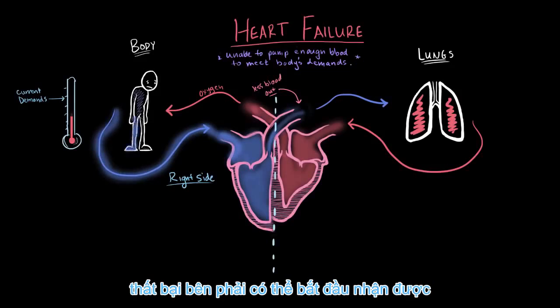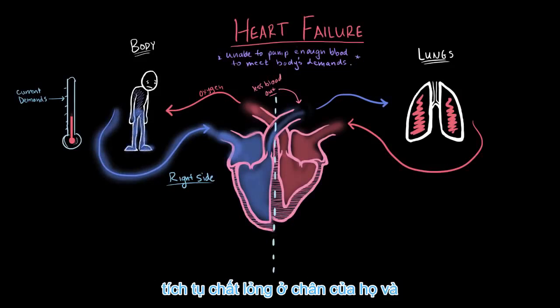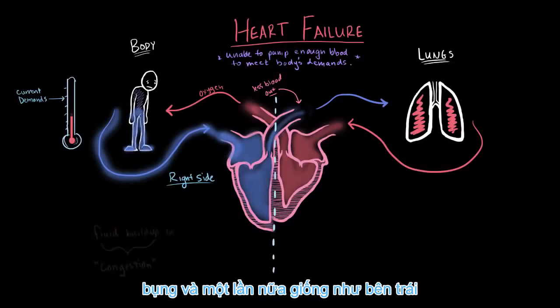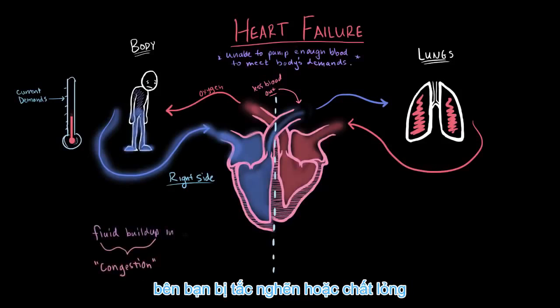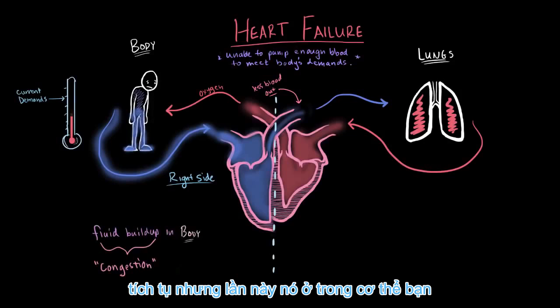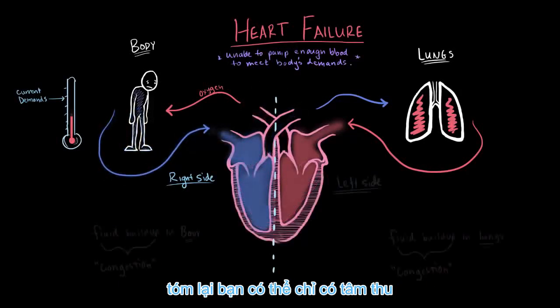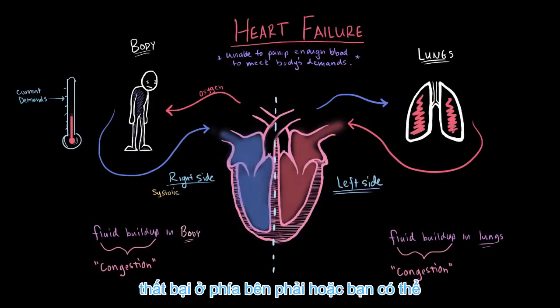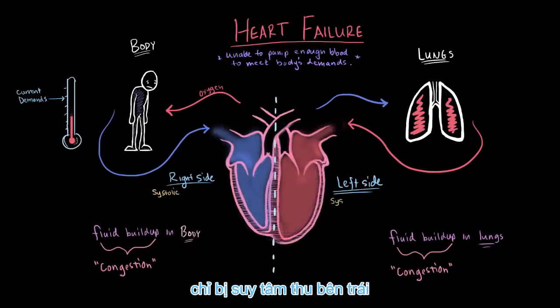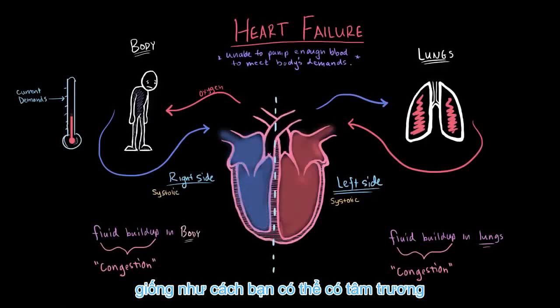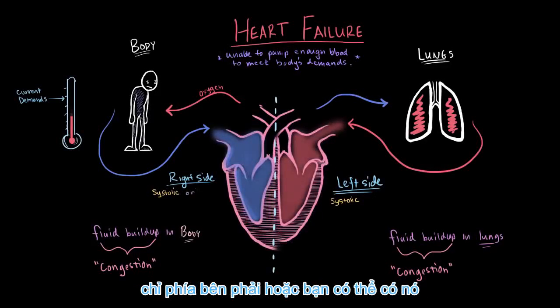So patients with right-sided failure might start getting fluid buildup in their feet, legs, and abdomen. And again, just like the left side, you have congestion or fluid buildup, but this time it's in your body instead of your lungs. So as a quick recap, you could just have systolic failure on the right side, or you could just have systolic failure on the left side, and it's possible to have both. In the same way, you could have diastolic on the right side only, or you could have it only on the left side.